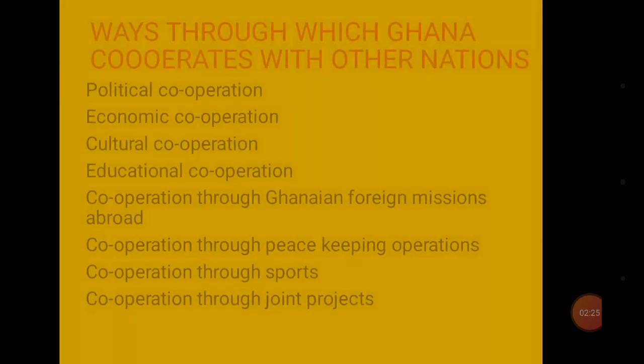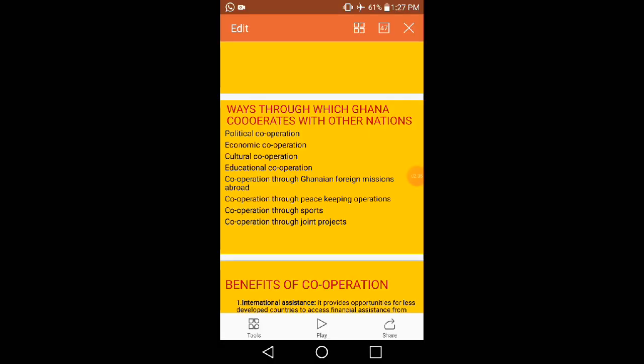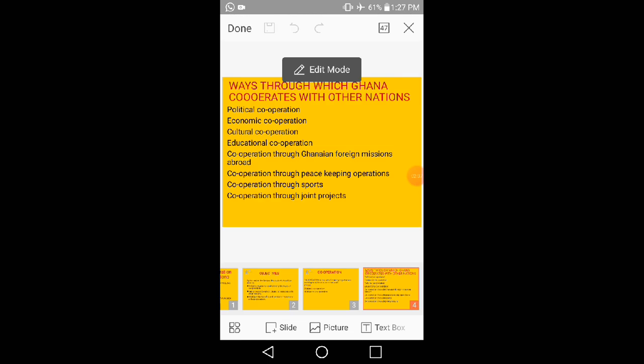Now, in what ways does Ghana cooperate with other nations? Let me correct this quickly, then we move on.